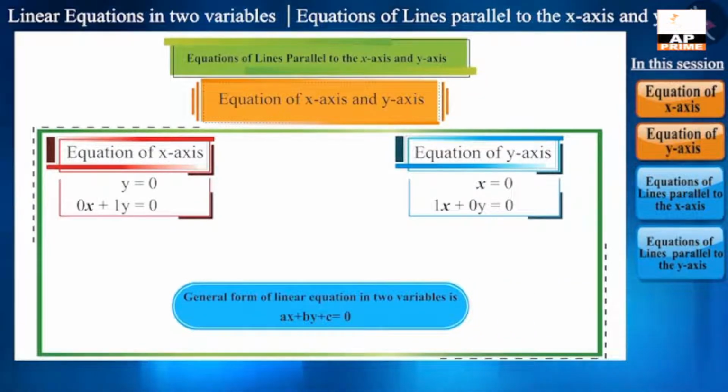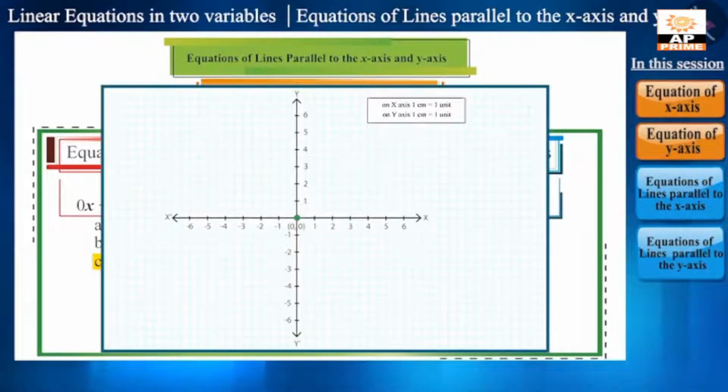Now, if we compare the two equations with the general form of linear equation in two variables, we get constant terms as 0. And since the constant terms are 0 here, the two lines pass through the origin.